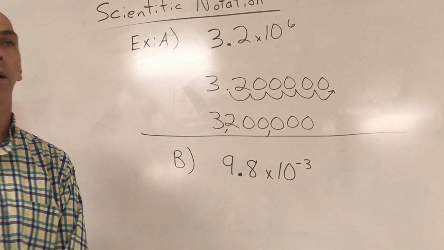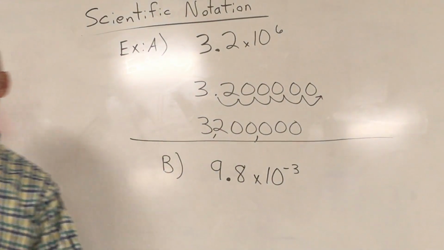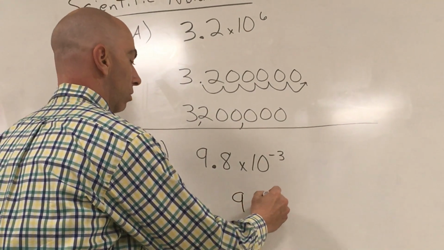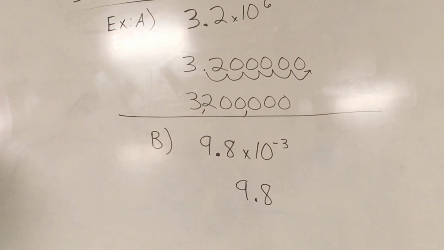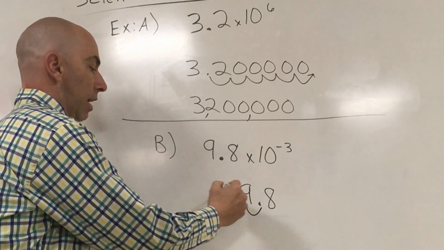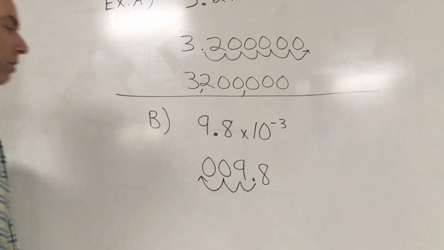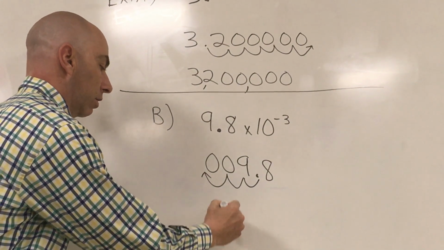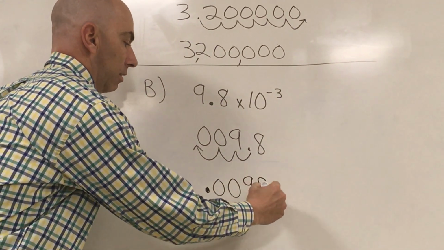All right, now, -3 power. So which way do you think I'm moving the decimal? It's going left. This number is gonna be small. It's gonna be less than 1. So it's gonna be 1, add a 0, 2, 3. So I got decimal 0, 0, 9, 8.